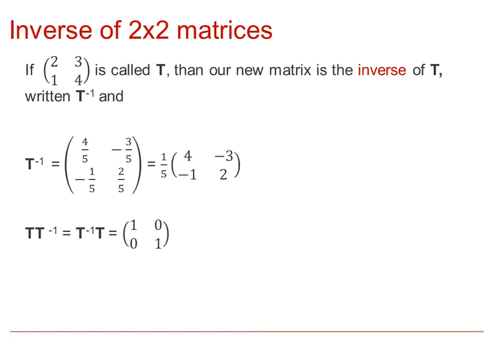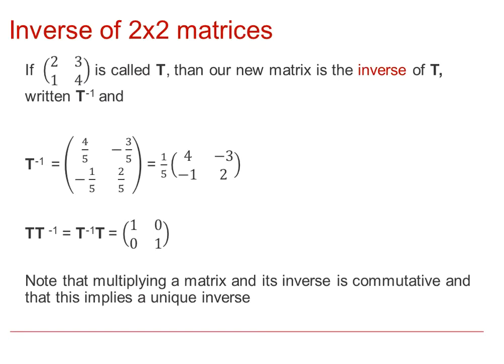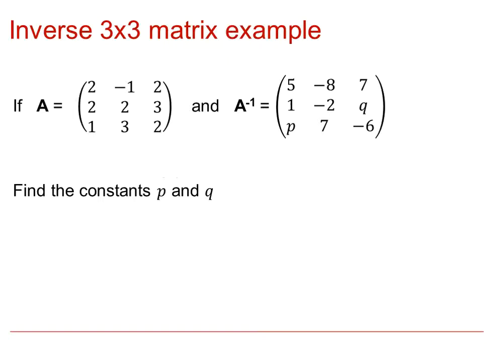You may remember that generally AB does not equal BA, so commutativity is not normally the case for matrix multiplication. However, you should note that multiplying a matrix and its inverse is commutative, and that this implies a unique inverse. You should also note that only square matrices have inverses. These same points also apply to the inverse of a 3 by 3 matrix.